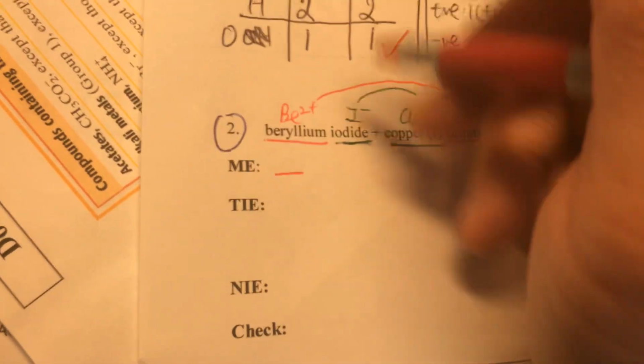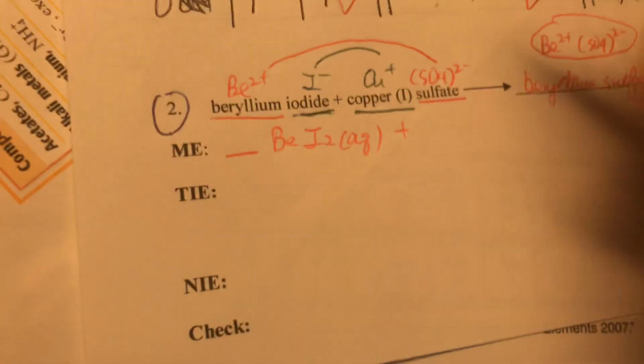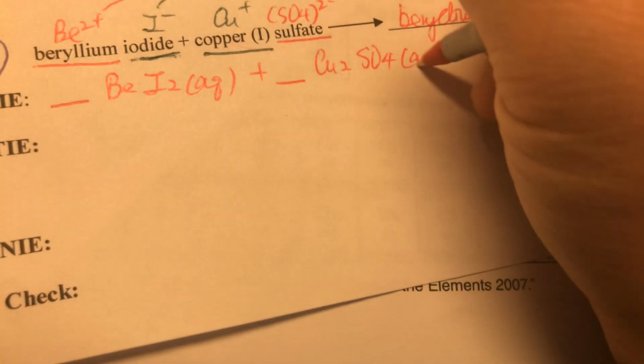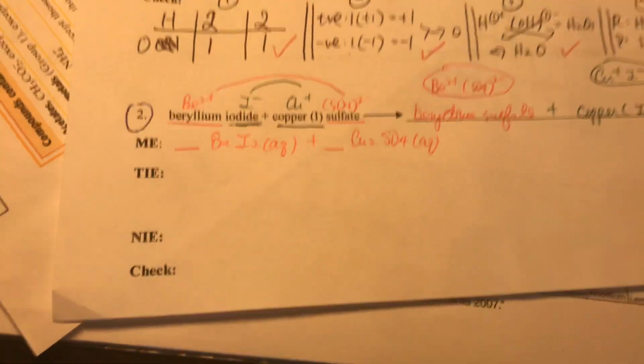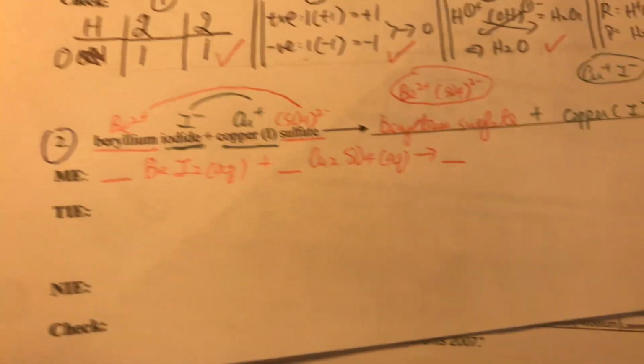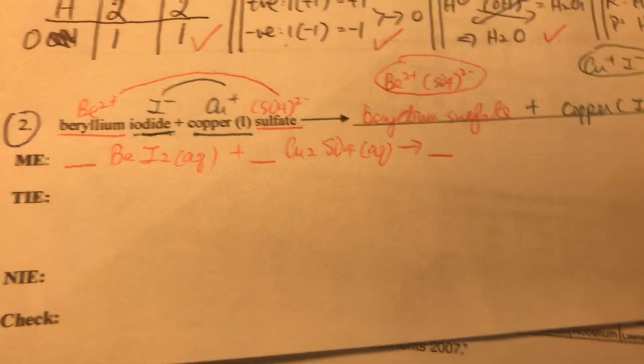So coefficient box, here we cross over. We got BeI2 AQ plus, we'll cross over here, so we got Cu2SO4 AQ. And then arrow. Okay, now we need to start to be careful. We go to the product.